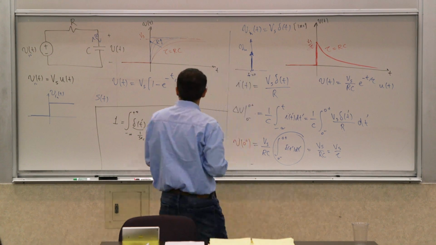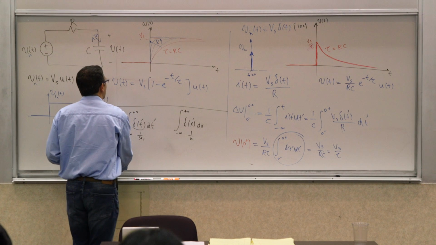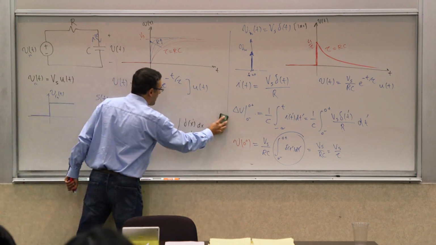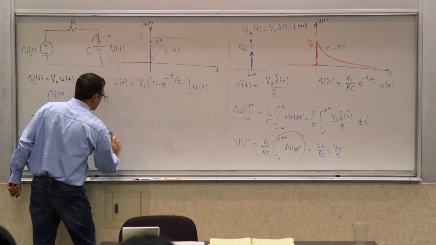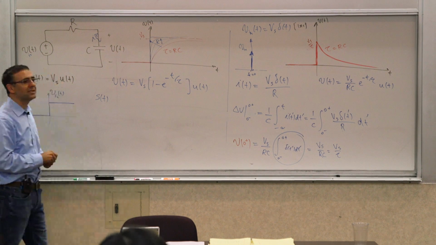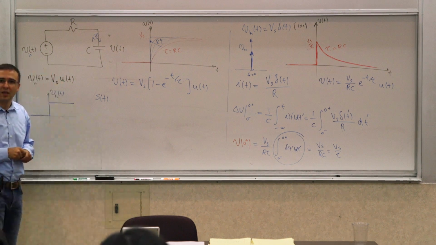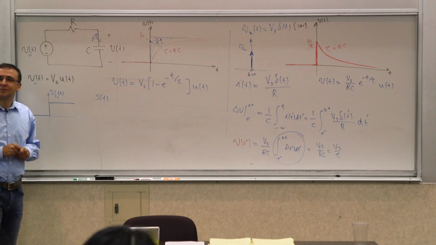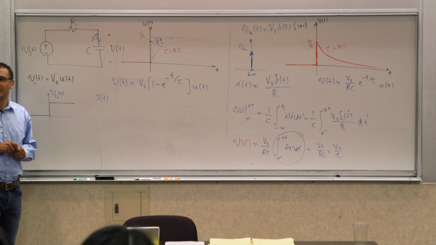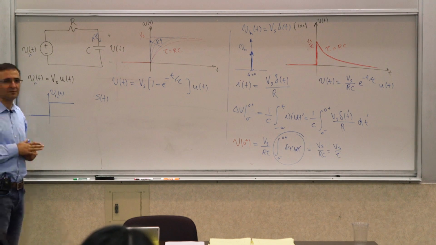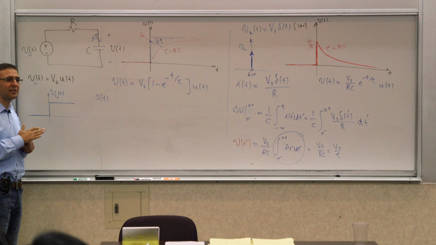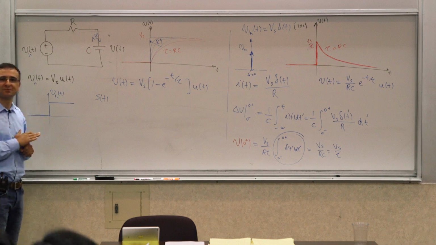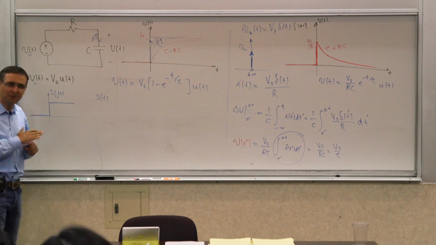Now, could I calculate this impulse response in a different way? I knew the step response of the circuit, and I know this is an LTI system. What is the relationship between the step and an impulse? We talked about this, right? What is the relationship between an impulse and a step? How do you get an impulse from a step?